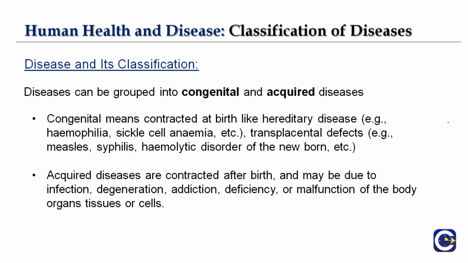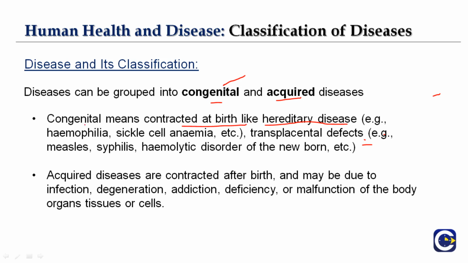As I already said, we are going to classify the diseases. The first thing that we are going to see is that disease can be grouped into congenital and acquired. The other name of congenital is hereditary diseases. You have a clue here, genital, which means they are contracted at birth.